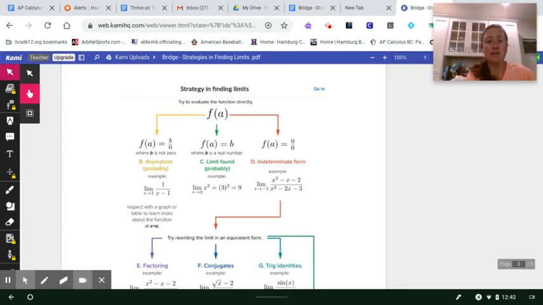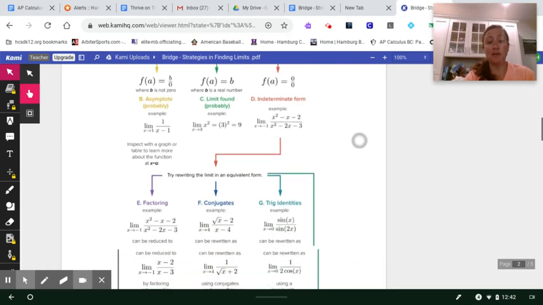Or we could get 0 over 0, which we said has a very special name called indeterminate form. Now, that indeterminate form means you're not done. So you'll notice the flow chart stopped with these two because we had answers here. Indeterminate continues on because, like I said, we're not done.